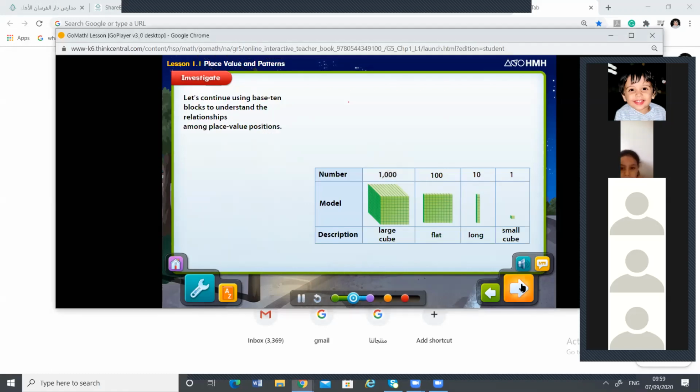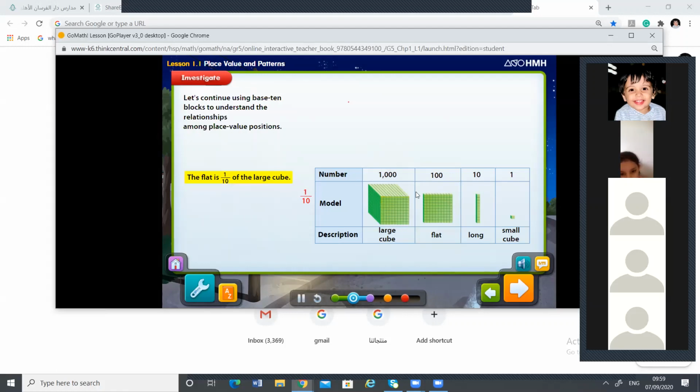Let's continue using base 10 blocks to understand the relationships among place value positions. How does the flat compare to the large cube? Maria, can you tell me the difference between a flat and a large cube? The large cube has more. It has 10 flats. The flat is 1/10 of the large cube.